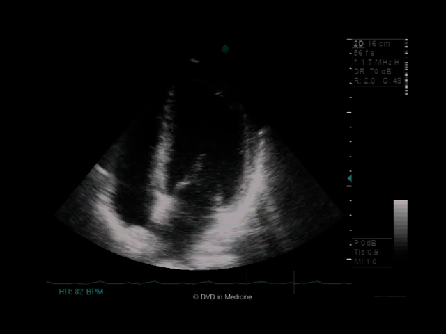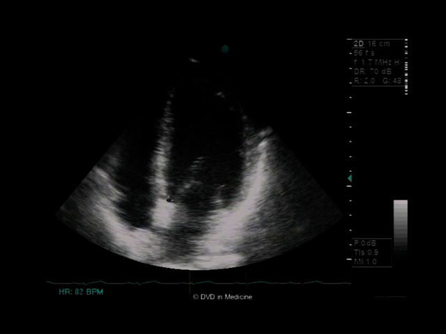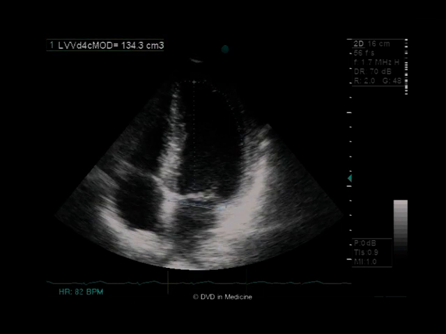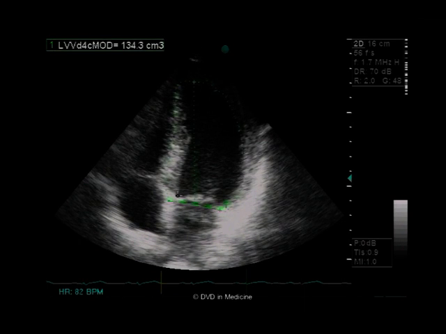The calculation of left ventricular ejection fraction by using the modified Simpson's method. Manual tracing of endocardial borders in diastole. The long axis view of the left ventricle in diastole. Manual tracing of endocardial borders in systole. The long axis view of the left ventricle in systole.